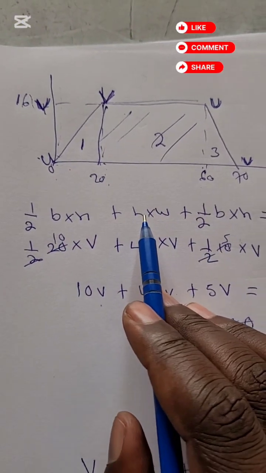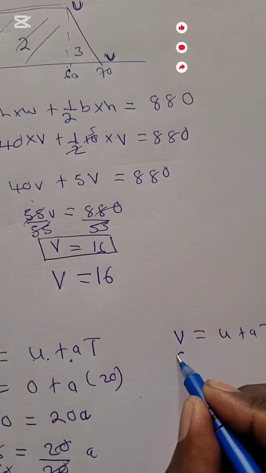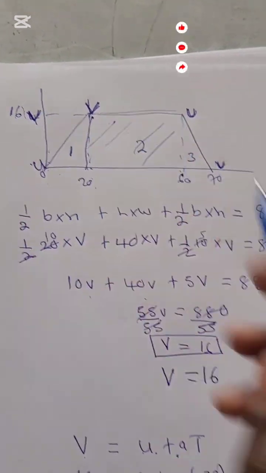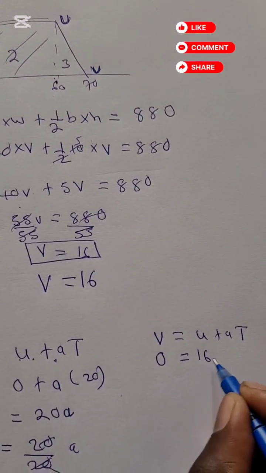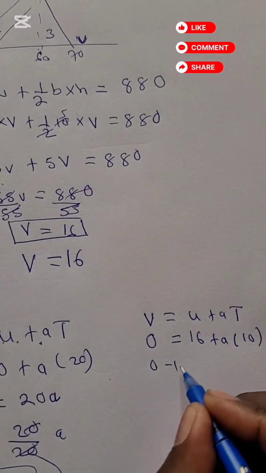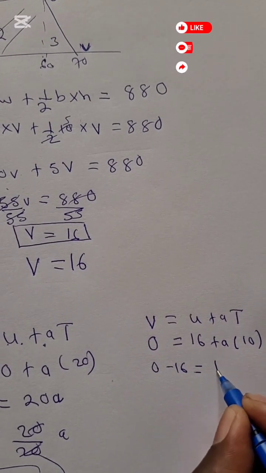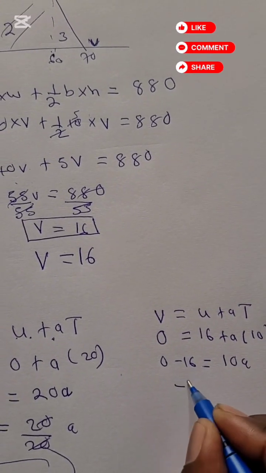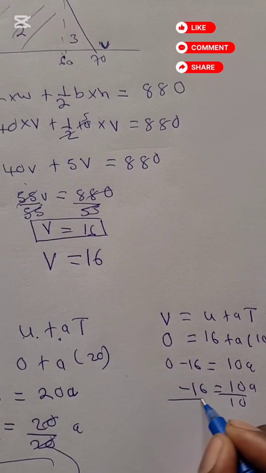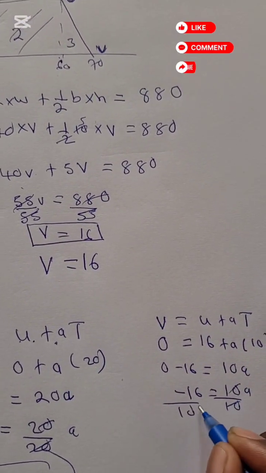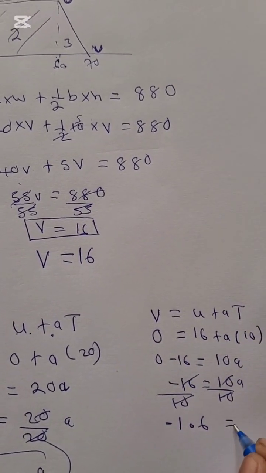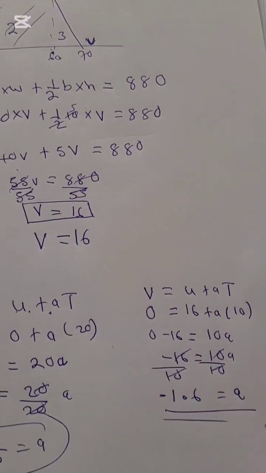So the values of U and V we get from this vertical line. The value of V is 0, and the value of U, remember, is 16. So we say 0 is equal to 16 plus A times the last 10 seconds. So 0 minus 16 is equal to 10A. So negative 16 is equal to 10A, divide both sides by 10. So negative 16 over 10, that's negative 1.6, is equal to A.